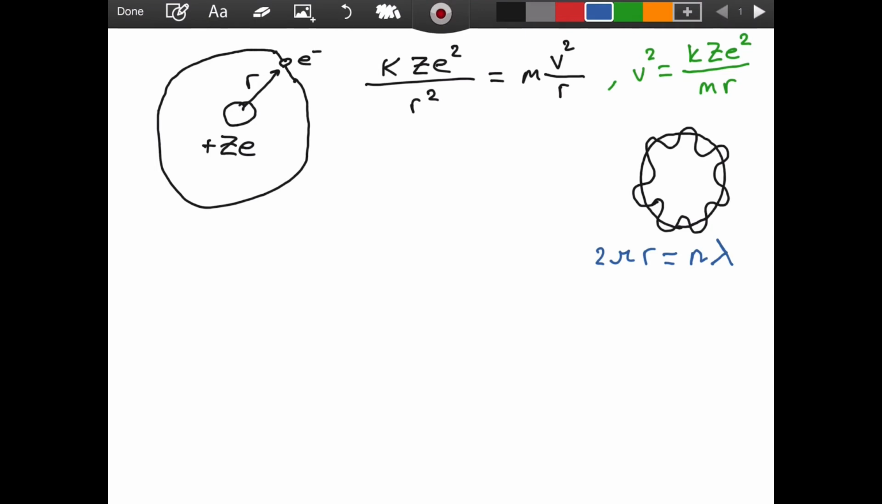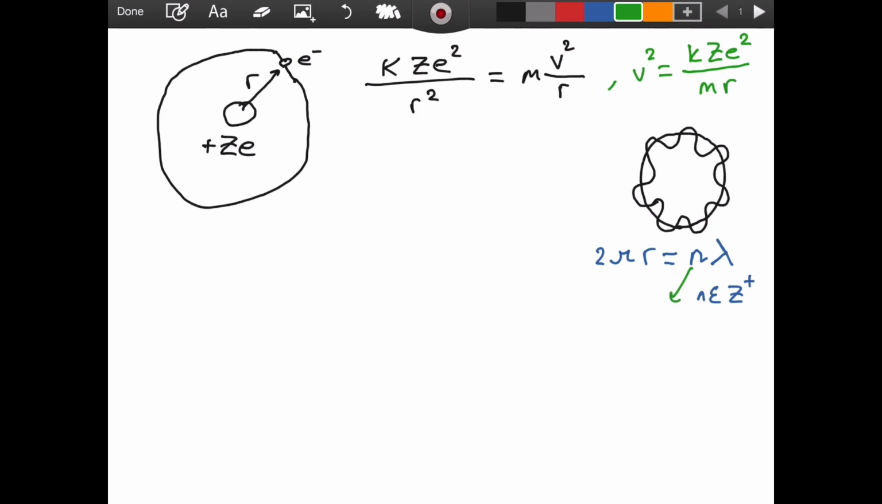The lambda here is the wavelength, and n is an element of the integers, actually positive integers. Okay, here is the important part, as I said. And why is this correct? Well, as I said, if this is not an integer, then there will be destructive interference. This n avoids that.